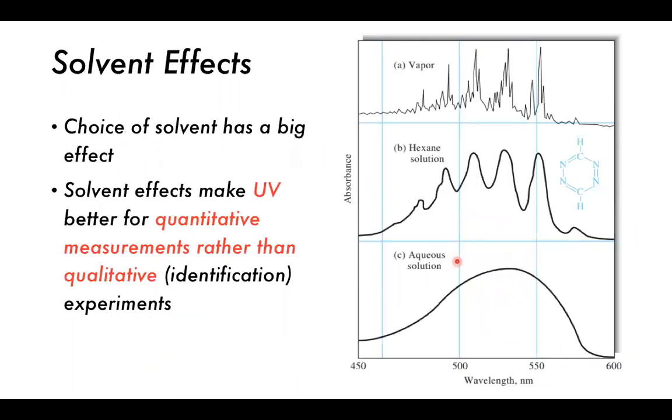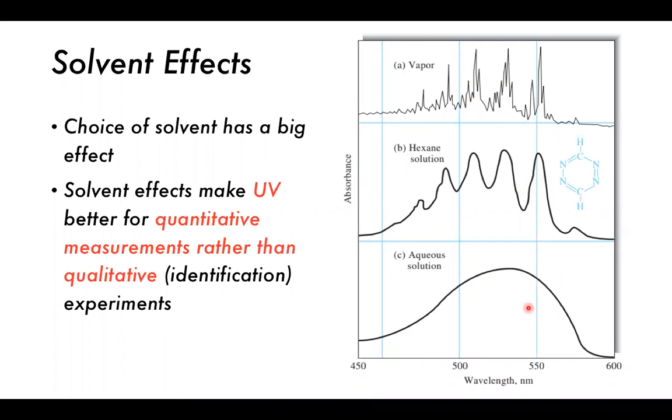So solvent effects, we saw this as well last time. Solvent effects have a big effect. So we can see here the same molecule, this cyclic amine amide structure. And this has been dissolved in three different solvents. One is the vapor phase or the gas phase. One is hexane solution, and the other is aqueous solution. And you can see here, hopefully, the effect of adding a solvent has made the peaks broader, and then adding a more polar solvent has made it even broader.